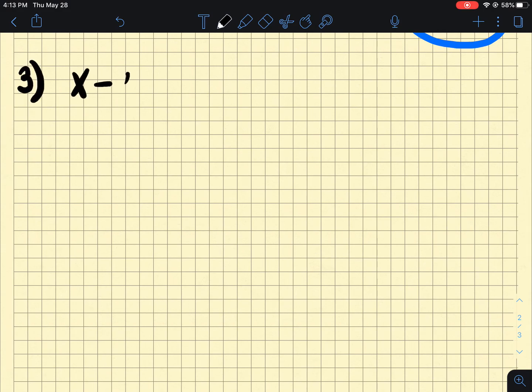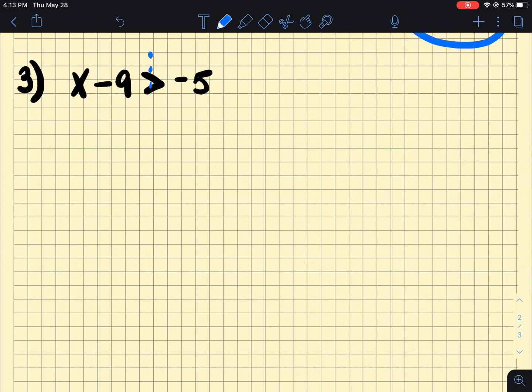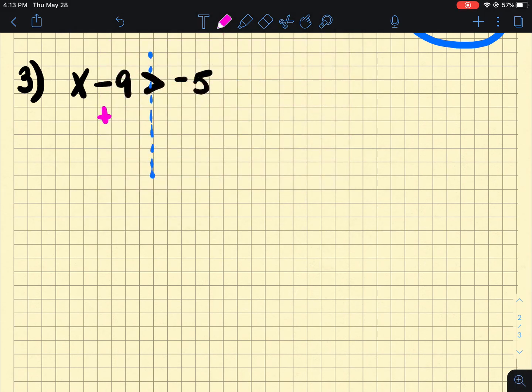x minus 9 is greater than negative 5. I want you to try this on your own. Pause the video, do it on your own, and then come back. Okay, so we draw our line if we need it. We're going to add 9 to both sides.